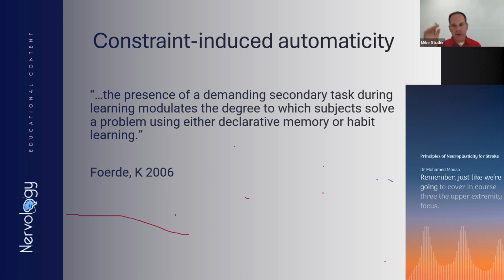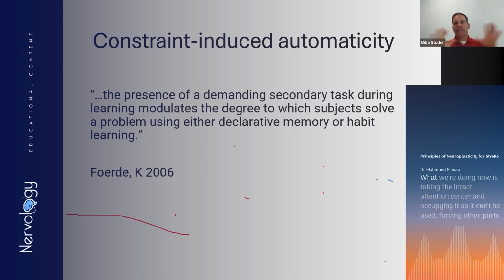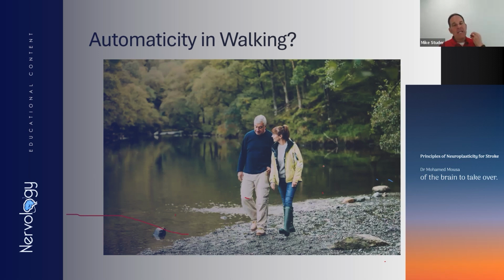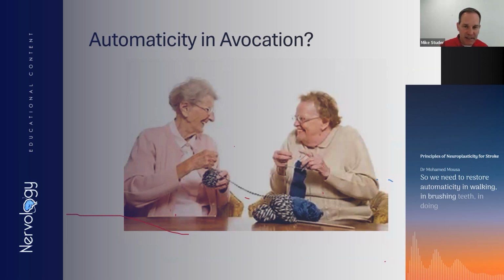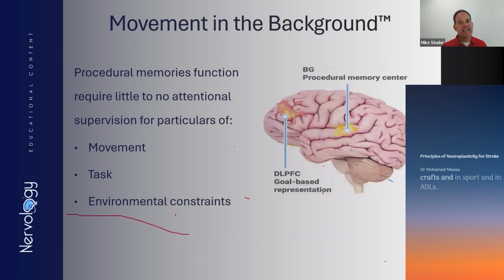Remember, just like we're going to cover in course 3, the upper extremity focus, one activity you can do is called constraint-induced movement therapy. You can put an intact arm in a sling, and that forces the individual to use the affected arm. What we're doing now is taking the intact attention center and occupying it so it can't be used, forcing other parts of the brain to take over. So we need to restore automaticity in walking, in brushing teeth, in doing crafts, and in sport, and in ADLs.